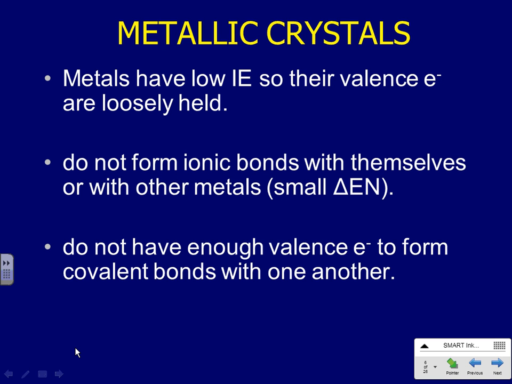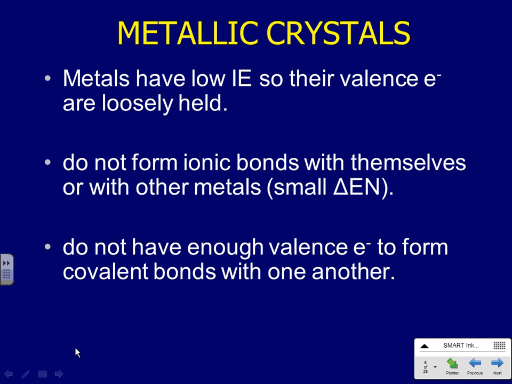So what we have here is this last statement: they don't have enough valence electrons to form covalent bonds with each other. So what we have are atoms that are side by side that have really no attraction for their valence electrons, the outer shell electrons. In the case of most of these, remember those d electrons are a little closer. So these outer electrons are very loosely held.